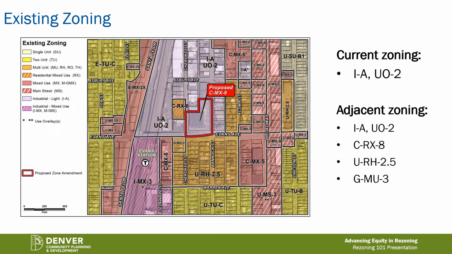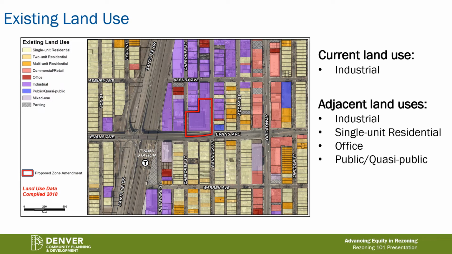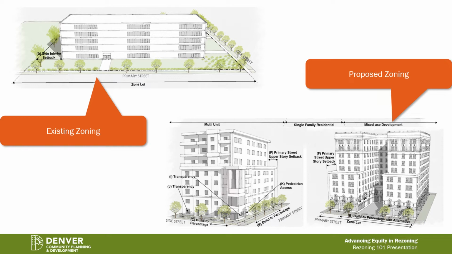City staff will then identify the surrounding context, starting with discussing the surrounding zoning. Then city staff will point out the existing land uses. City staff will also talk through what's allowed in the existing zone district and what's allowed in the proposed zone district. This includes discussing things like uses and the building form standards, such as building height.